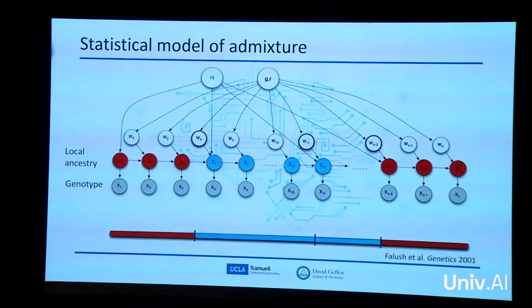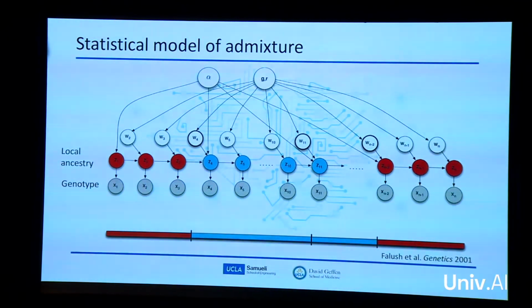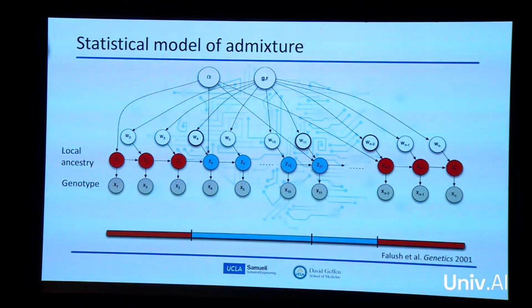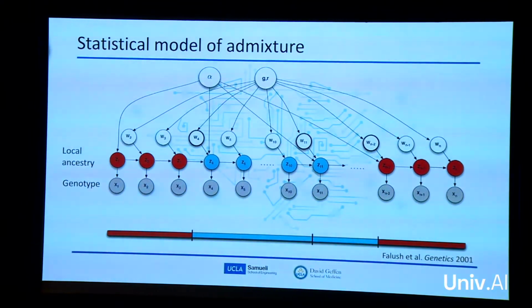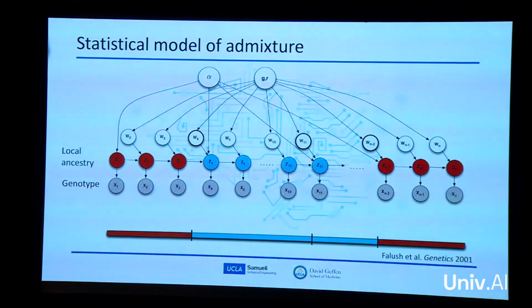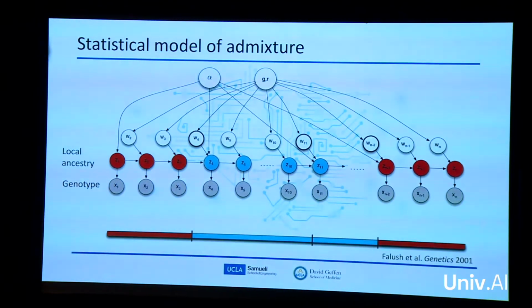Finally, given the local ancestries, we generate our genotypes, and again, there are some parameters associated with them. So at the end of this process, we have actually generated fake data, and now we can go to the problem we actually care about, which is inference.